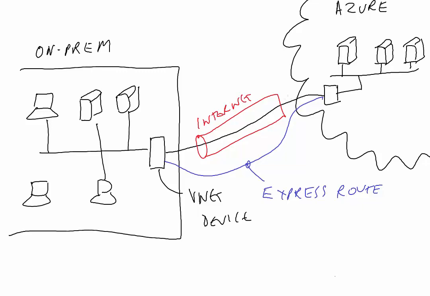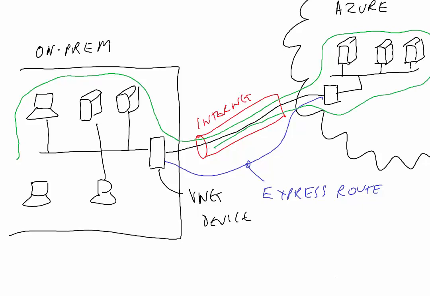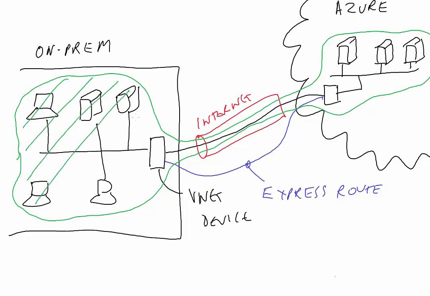Now, what this is effectively doing, let's have a green blob here. This is effectively taking your corporate network and extending it into Azure and including the servers and the resources that you have provisioned in Azure as being all part of your network there. So all this stuff in the green shaded area is considered to be one network.